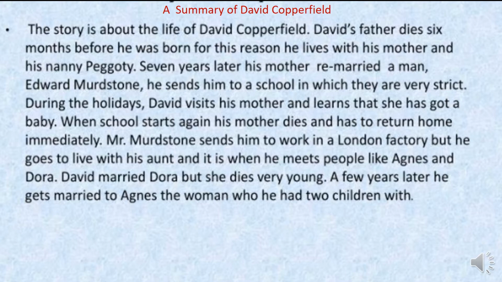During the holidays, David visits his mother and learns that his mother has got a baby. When school starts again, his mother dies and he has to return home. Mr. Murdstone sends him to work in a London factory, but he goes to live with his aunt, and it's when he meets people like Agnes and Dora. David married Dora, but she dies very young. A few years later, he gets married to Agnes, the woman with whom he had 2 kids.